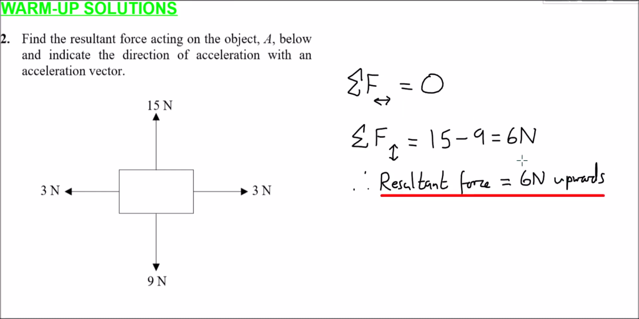And it does say as well, to indicate the direction of acceleration with an acceleration vector. Well, now we know it's accelerating upwards, I'm just going to do an arrow going upwards like so, and I'm going to draw on a double-headed arrow to show that it's an acceleration. So I'm going to label this a, underscored to denote that it's acceleration, which is a vector. It's got a magnitude and a direction. It's got a certain size, the direction is upwards.